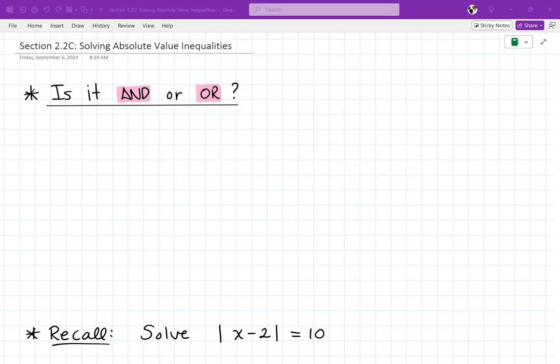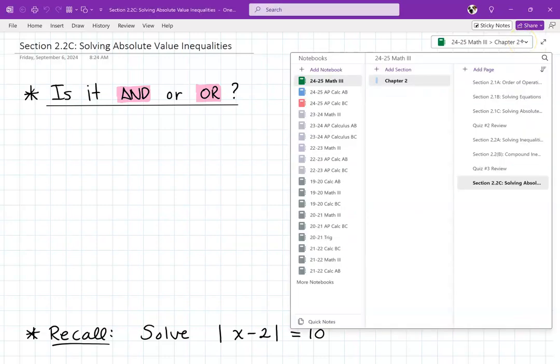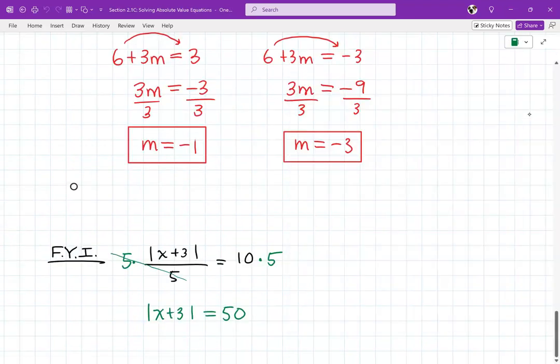All right, so we're going to work on section 2.2c, solving absolute value inequality. So you might say, wait a minute, I thought we did this. Well, last time we did absolute value equations. So they said equal on them, okay? That was in section, I think it was 2.1c or something like that. I can kind of check, let's see. It was, yeah, 2.1c. I'll just go back to it.